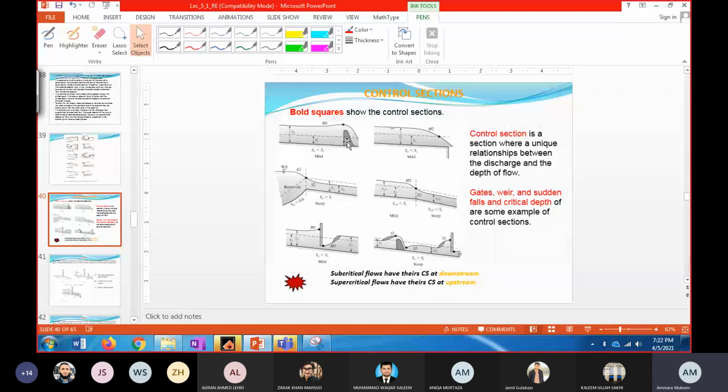And here when the flow is subcritical, you can see the control section is at downstream. And here when the flow is supercritical, in which zone 3, sorry, when the flow is supercritical, the control section is at the downstream side.